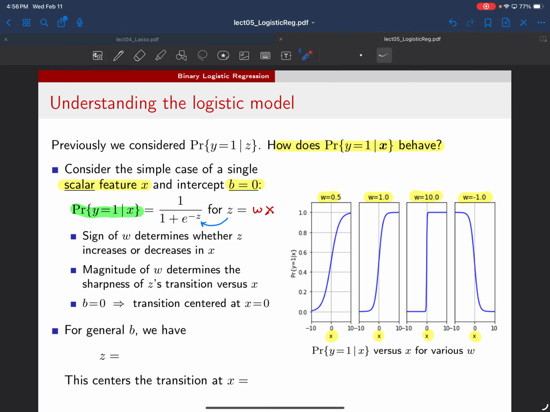Okay. Good. Any questions on that? Is that making sense? All right, so now let's bring in, and this is all for b equals 0. In this case, when b equals 0, the transition, where the probability is 0.5, always occurs at the origin of x. Okay, so it's always centered at x equals 0.